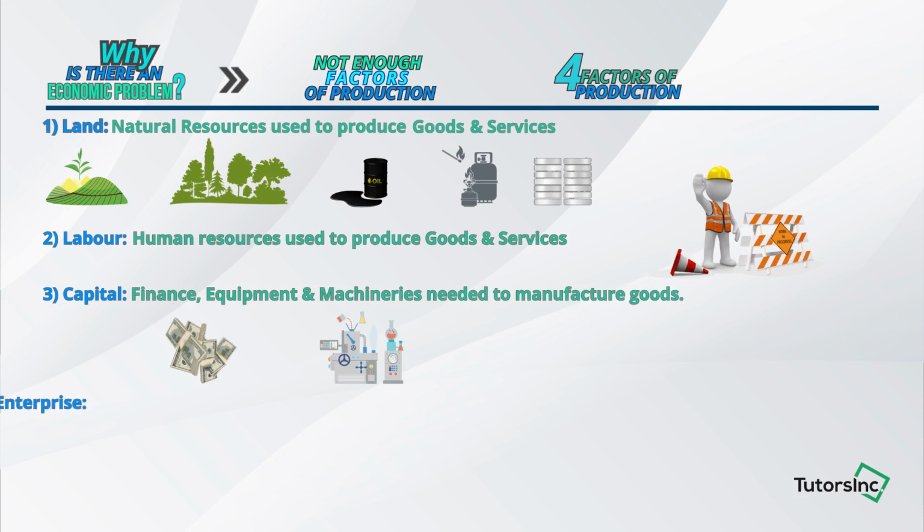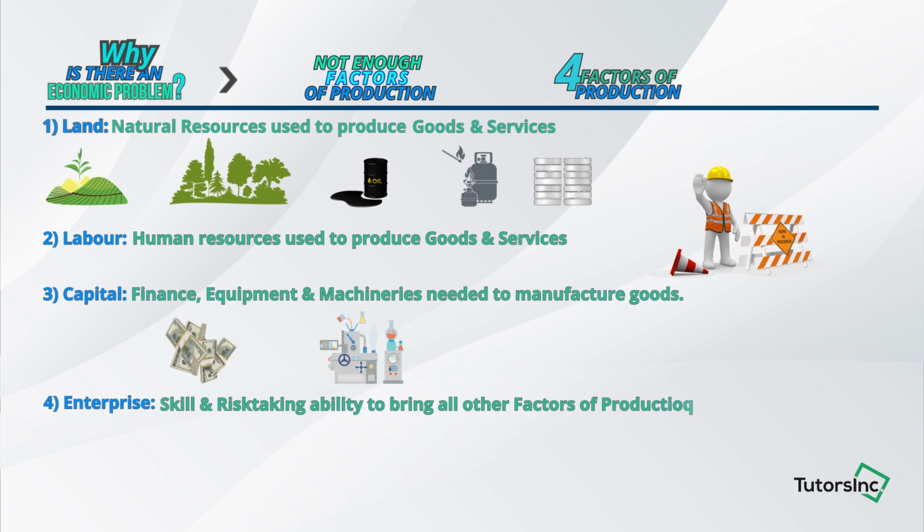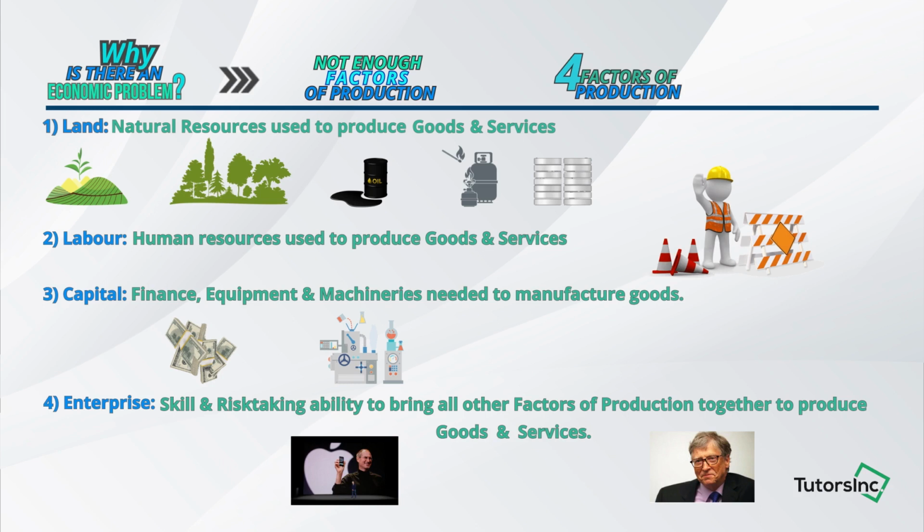And finally, we have enterprise. This refers to the skill and risk-taking ability of a person, also known as an entrepreneur, who brings all of these factors of production together to produce a good or service. The ideal examples would be Steve Jobs and Bill Gates, 2 entrepreneurs who paved the way to today's digital era.